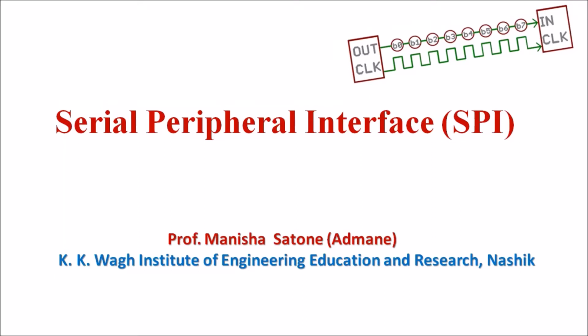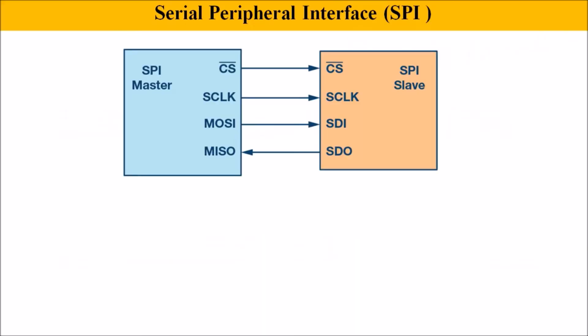Welcome to the lecture Serial Peripheral Interface Protocol, that is SPI Protocol. SPI is a four-terminal protocol and it is a master-slave protocol. So one of the devices is used as a master device and the other devices are used as slave devices. Master will start a communication. So for this data transmission, four terminals are used.